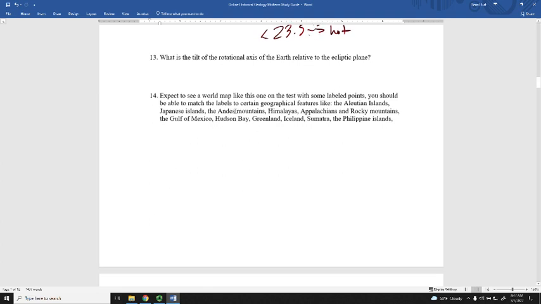Now, the tilt of the rotational axis relative to the ecliptic plane. So if you have the sun, the planets actually all rotate in a flat plane. Okay, so here's Earth. I know that I've made Earth bigger than the sun, but that's okay. Now, this would be a 90-degree perpendicular to the plane. And the tilt of our rotational axis is about 23.5 degrees away from the perpendicular. And you'll notice that's the same as the tropical lines, the Tropic of Capricorn and Tropic of Cancer, okay? So the answer is 23.5 degrees.